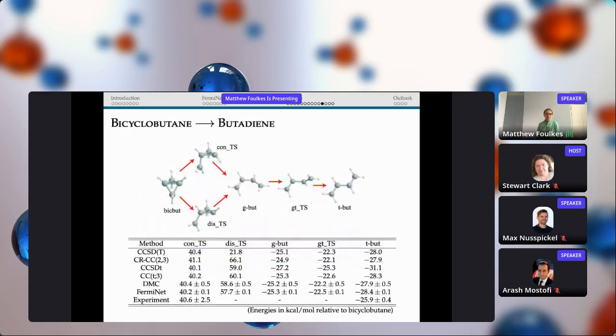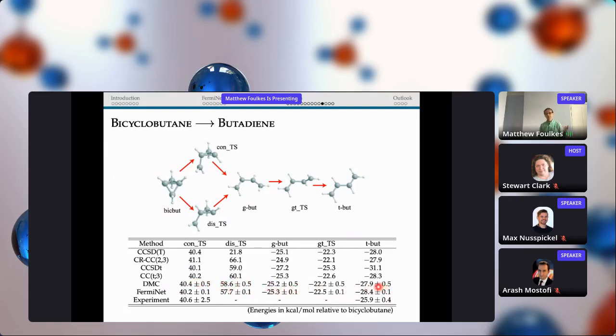We can do a slightly more interesting chemical reaction here where we turned bicyclobutane into butadiene. I'm no chemist, by the way, so I don't really know whether this is interesting. It's just one we chose to do because other people had looked at it. And you calculate the energies of all the intermediates relative to the starting state. Fermi-net's down here. DMC has been done by other people very well, we think, and agrees with us very well for all of these energies.